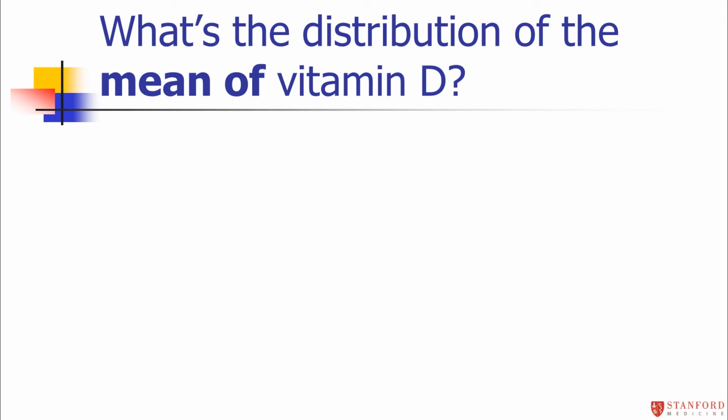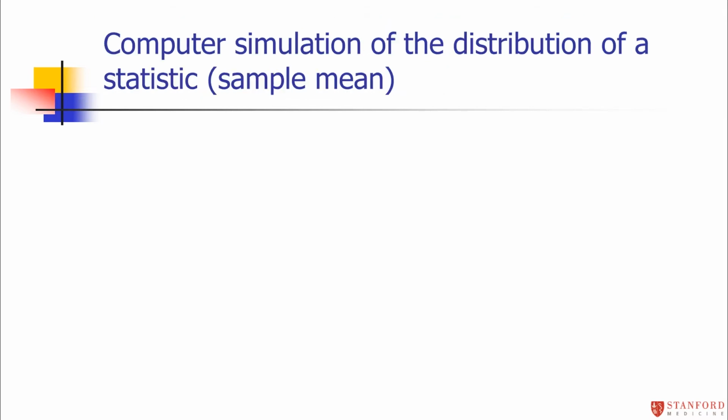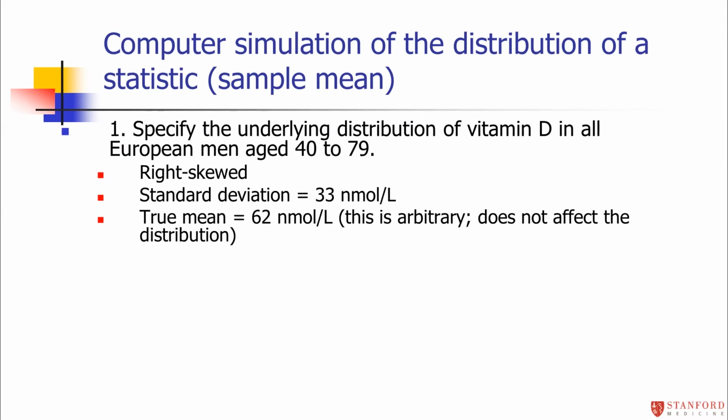So how would I figure out what's the distribution of the mean here? We're going to use the mean vitamin D as my example. What's the distribution of the mean? How can I figure that out? Well, I'm first going to figure it out by running a computer simulation. So here's how the computer simulation works.